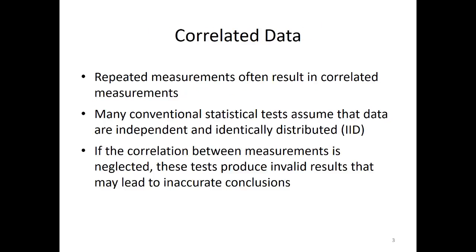Repeated measurements require a slightly different approach from that used with data that are collected independently from different subjects, because the repeated measurements often result in correlations, and most conventional tests assume that the data are independent, and if multiple groups are involved, identically distributed across groups. If this correlation across measurements is not taken into account, the tests result in invalid results and inaccurate conclusions.